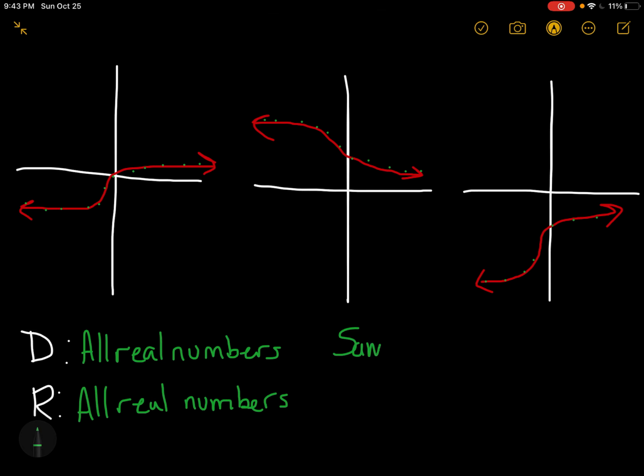So my domain and range is the same for this one. It's the same for this one. It doesn't matter what my equation is for cube roots. It's going to be all real numbers for the domain and range.